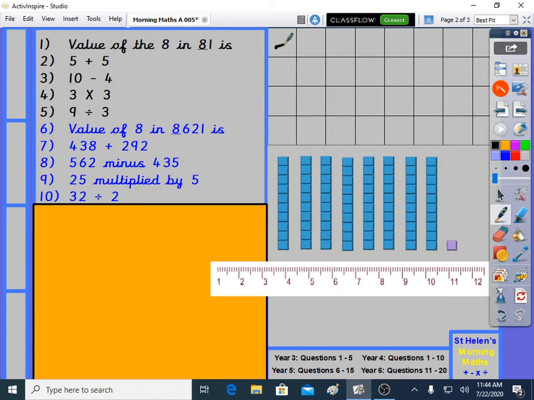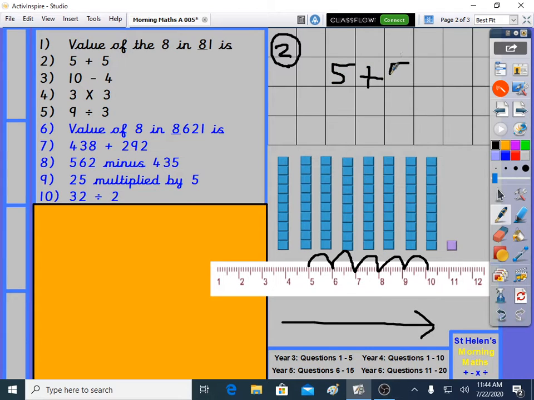Question 2. 5 plus 5. I'll do this on the number line. 5 plus 5. Plus means we're going to go this way on our number line. So I start with 5 and I'm going to go up 5 by going 1, 2, 3, 4, 5. I get to 10. So I write down 5 plus 5 equals 10. Always remember when you're counting, not to count the one you start on. So you go 5 plus 1, 2, 3, 4, 5, and you get to 10.